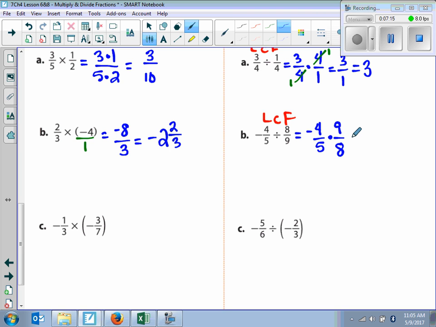Now, watch this. Can I simplify before I multiply? Yes. So with the 4 and the 8, what can I divide into those two? 4. I can do 4, right? So 4 divided by 4 is 1, and 8 divided by 4 is 2. So now we can multiply straight across. So -1 times 9 is -9, over 5 times 2 is 10.